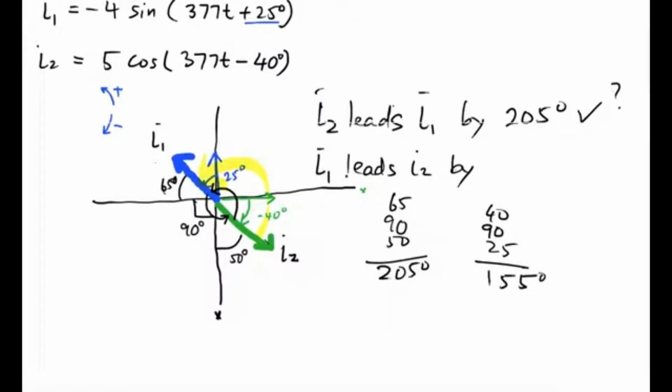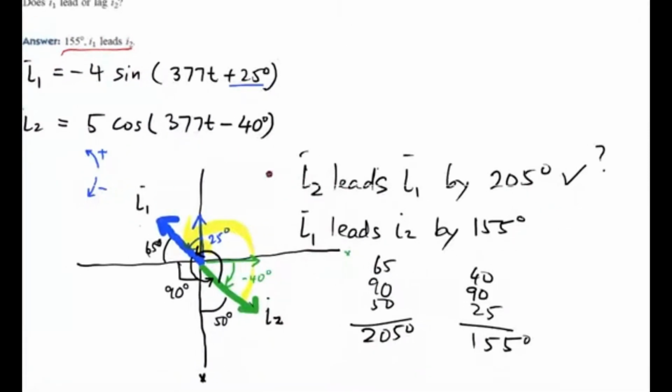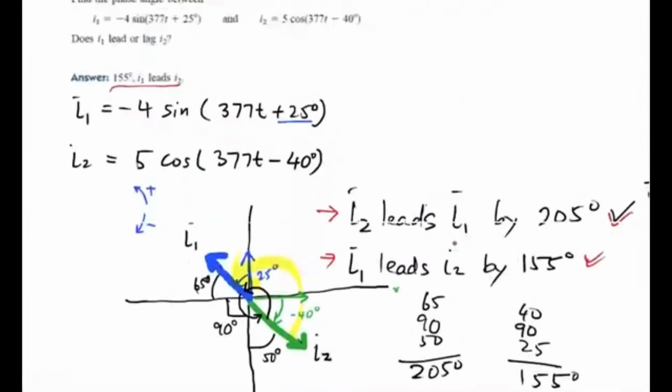So I1 leads I2, I1 is ahead of I2 by 155 degrees. This is the same as the given answer here: I1 leads I2 by 155 degrees. And the first statement here is also correct. So both are correct. Both of them are acceptable. Okay, so thank you.